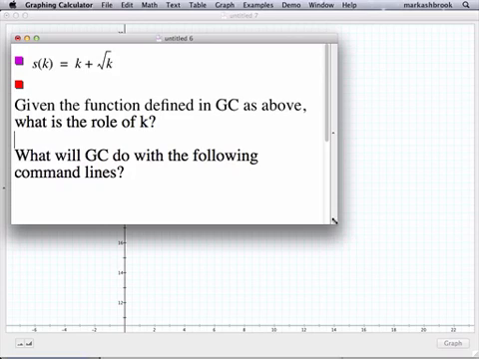So is it going to invoke graphing calculator to graph? No. Because what invokes graphing calculator to graph? Y or X. Okay? If you put Y or X in a command line, now you're telling it to graph. So it's not going to graph. Again, so then what is the role of k? What is k about there? How does graphing calculator interpret that k?